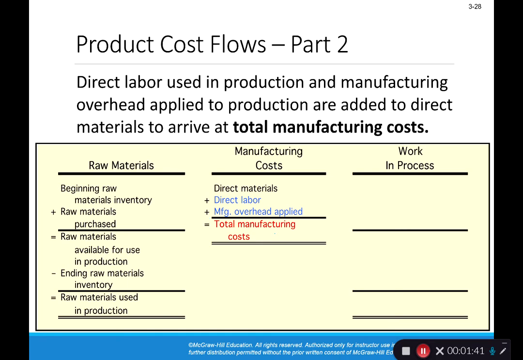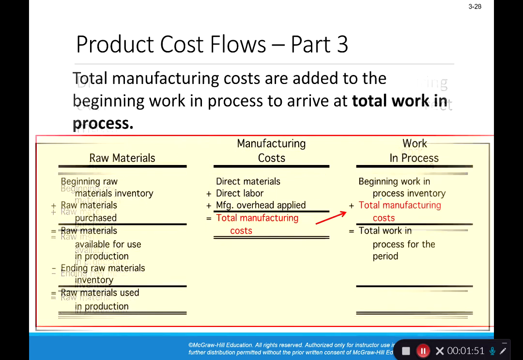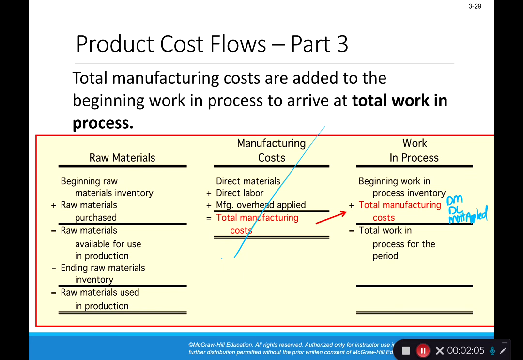I prefer to skip this section and just put all of this manufacturing cost directly into the WIP formula, but it depends on what you're comfortable with. So when we're doing WIP, it's our beginning WIP plus total manufacturing costs. I would just put in direct materials, direct labor, and manufacturing overhead applied right into this formula and skip that formula altogether. But to each his own.